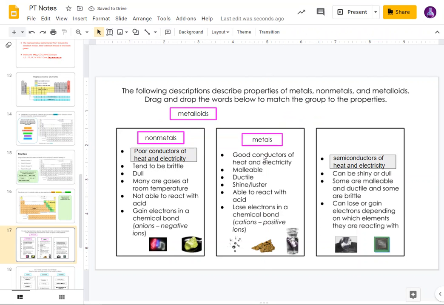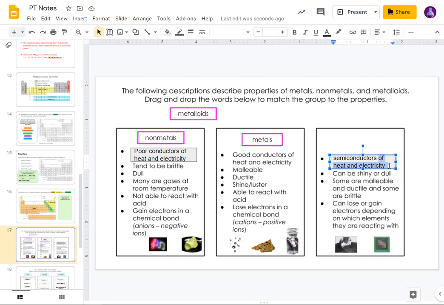Now, this is where, like I said, I changed this because it really should say semiconductors of heat and electricity. Mostly they're semiconductors because they can conduct a little bit of electricity without usually all the heat, but we could label them, or you could just, let's just put it this way, you could just put them as semiconductors. I think that's probably a better way to label them.